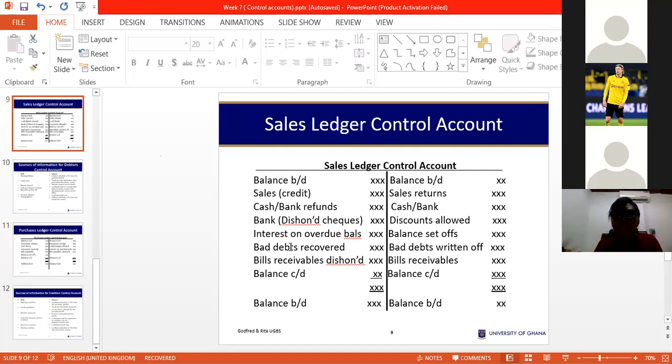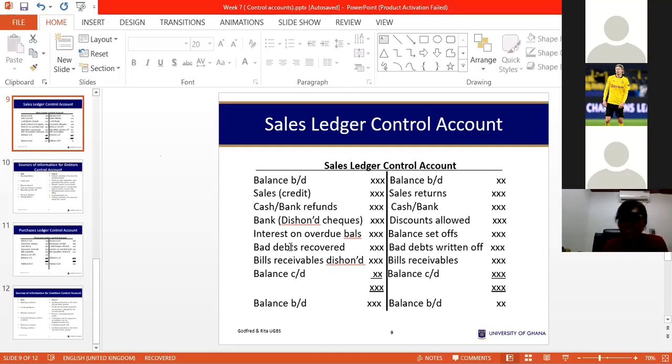I told you that when it is written off, it means that the business has done everything possible to collect that amount and is unable to. So though the debtors are owing, immediately you write it off, it reduces the amount that the debtors are owing. Let us remember that the balance on the control account should be equal to all the balances of the individual accounts under each ledger put together. So whatever is going on in each individual account is just the totals we are replicating here.